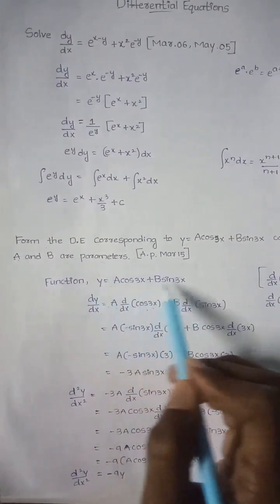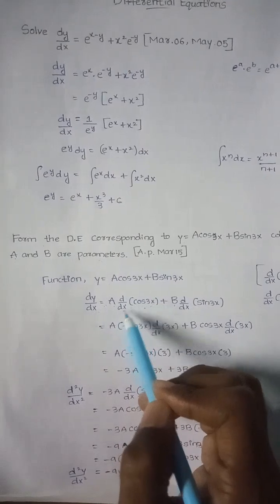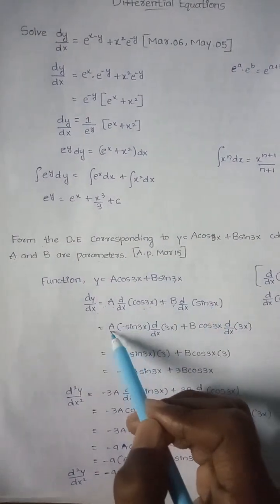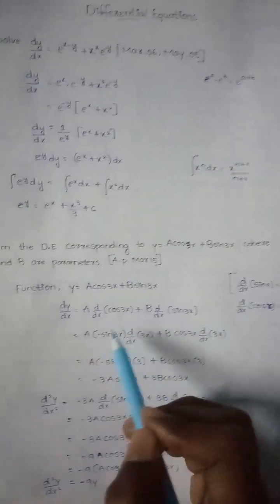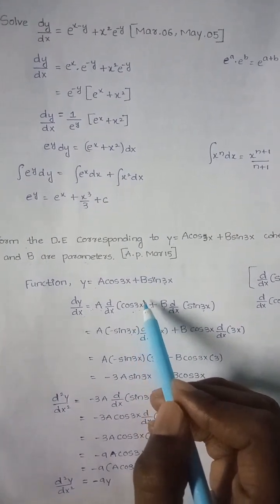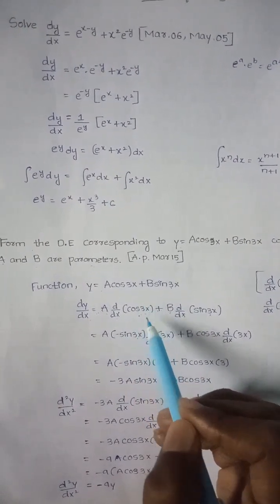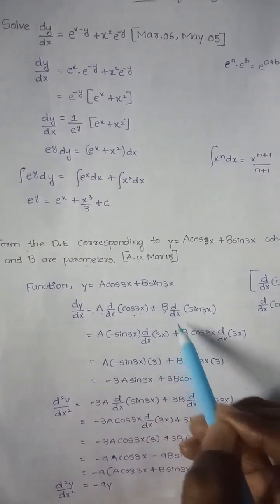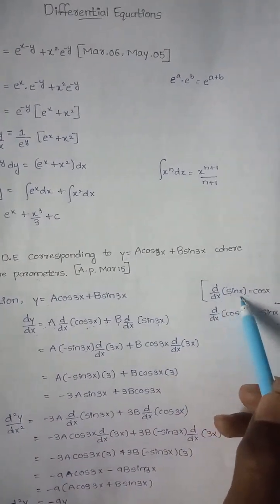At first, differentiating y with respect to x, dy by dx is equal to a, which is constant, into d by dx of cos 3x, plus b, which is constant, into d by dx of sin 3x. Here we know that d by dx of cos x is minus sin x, so d by dx of cos 3x is minus sin 3x. If we had x, the differentiation would be minus sin x, but here we have 3x, so we need to differentiate 3x again. Plus b into d by dx of sin 3x is cos 3x, since d by dx of sin x is cos x.